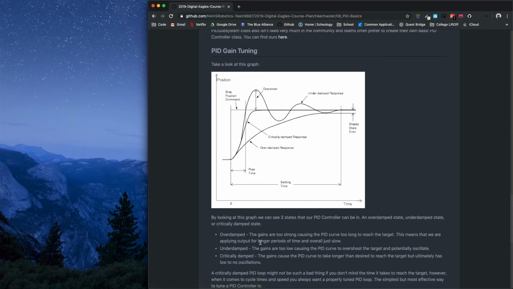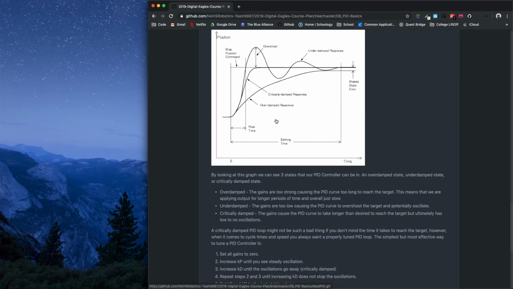The next thing is the critically damped response, and here you can see it's actually perfect, right? Some people may say this is the ideal PID curve, this is what we want. To a certain extent, yes, it's not bad. A critically damped PID loop may not be such a bad thing if you don't mind the time it takes to reach the target. But when it comes to cycle times and speed, you want to be the fastest on the field. You want to be in and out as fast as possible.